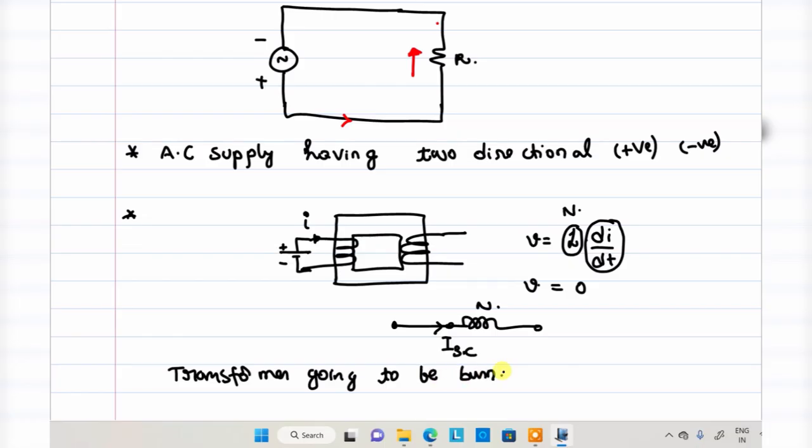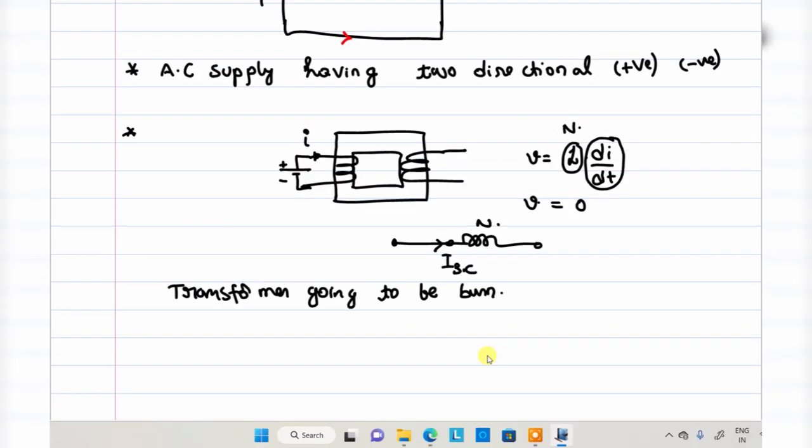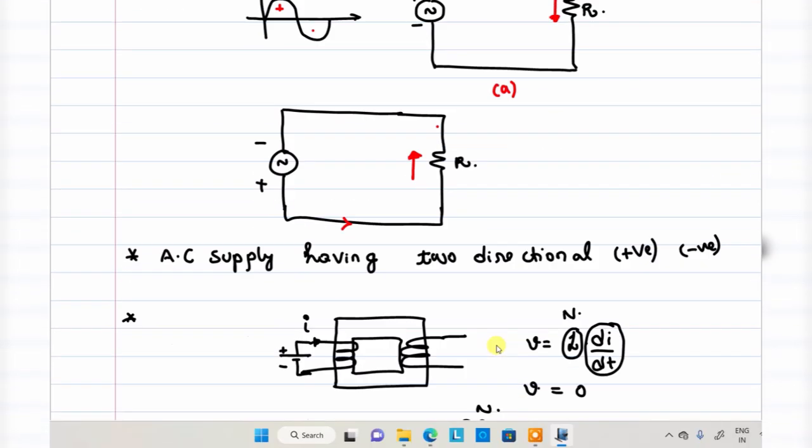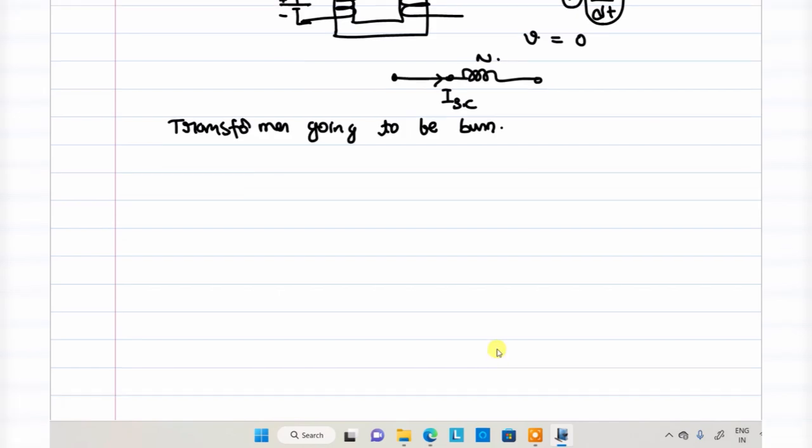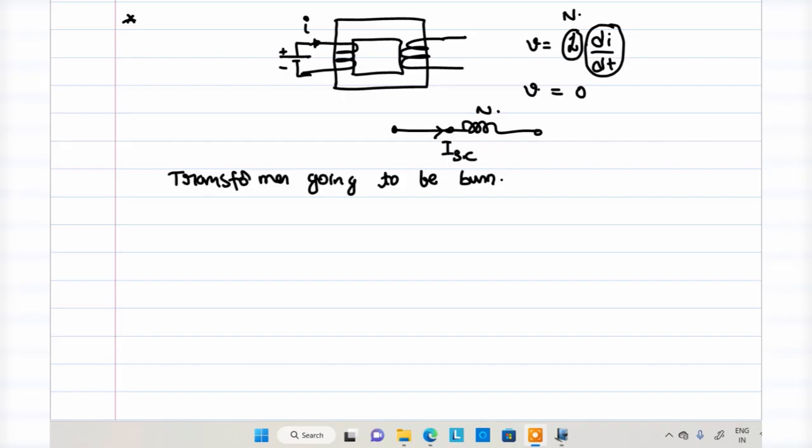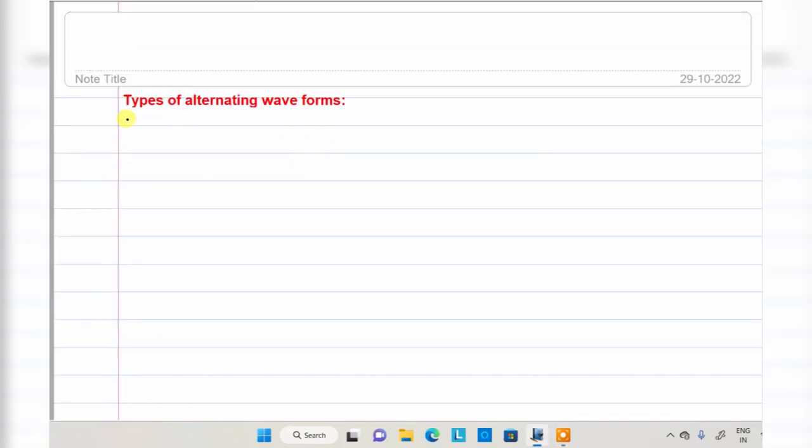Got my point? That means DC supply has some limitations. That's why we are moving to the AC supply. So this is the reason why we are moving to the AC supply. Now we are moving to discuss different types of waveforms. We'll see the types of alternating waveforms.